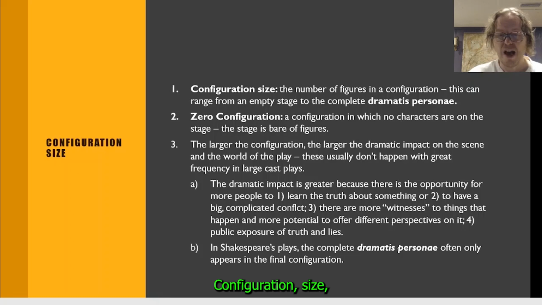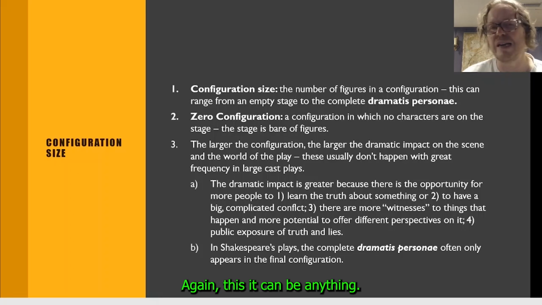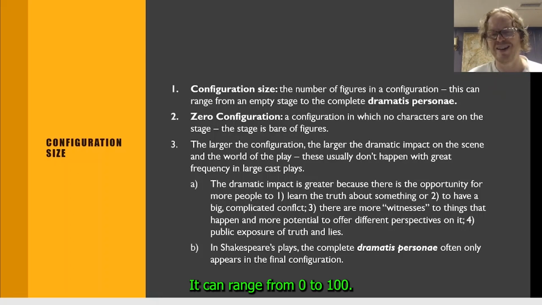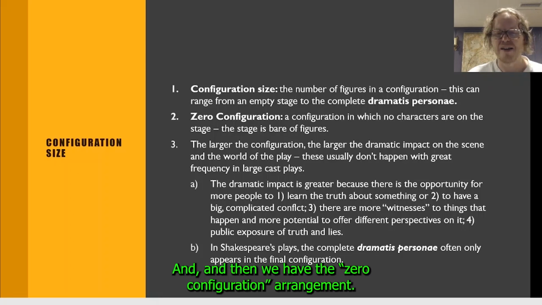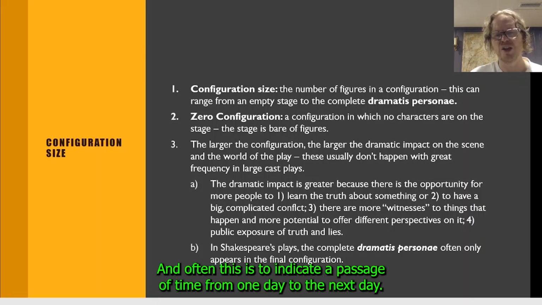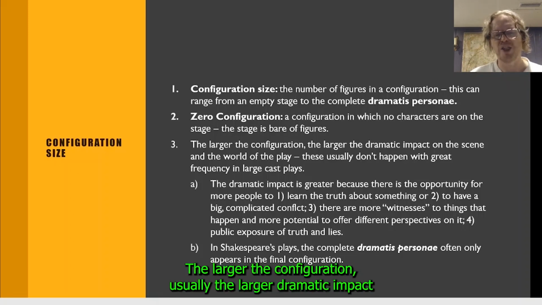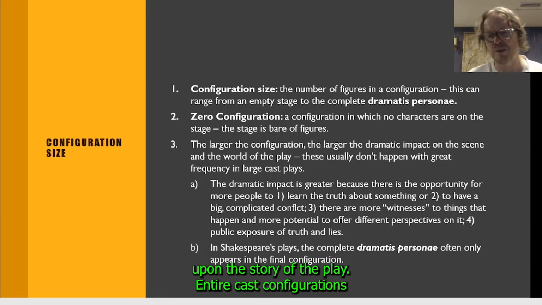Configuration size. The number of figures in a configuration, again, it can be anything. It can range from 0 to 100. And then we have the 0 configuration arrangement. It's a configuration where there's nobody on the stage, and often this is to indicate a passage of time from one day to the next day. The larger the configuration, usually the larger dramatic impact upon the story of the play.